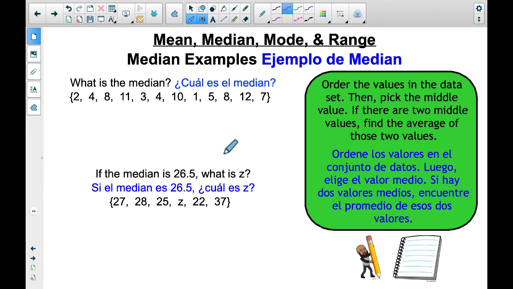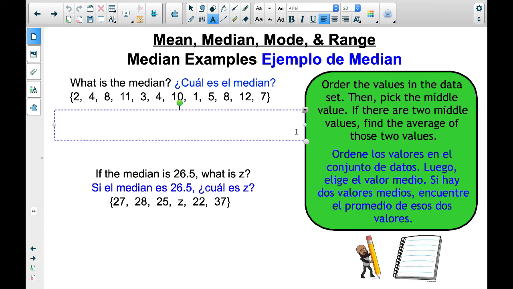Now we have these two median examples here. We're going to go through these. First thing I'm going to do with this data set is I need to order it. I know it's frustrating because there's a lot of numbers here, but it is what it is. So I'm going to do least to greatest. I'm more comfortable with that, but you could also do greatest to least.